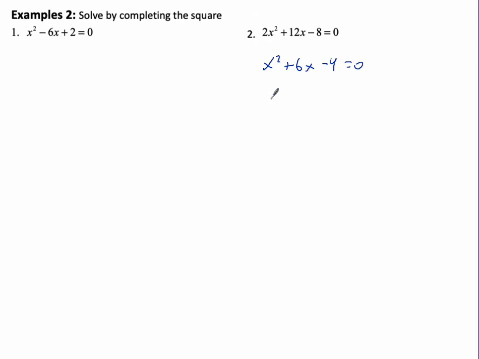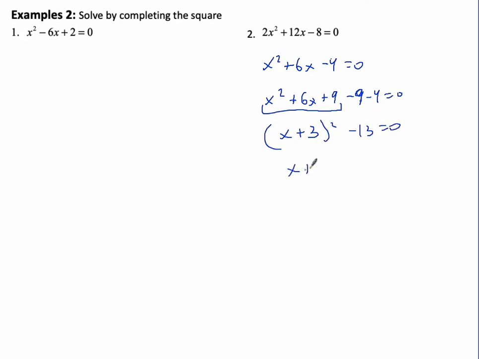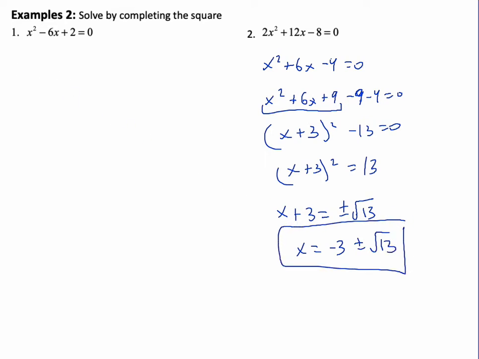Then we can, half of 6 is 3. 3 squared is 9, so we'll add 9 and subtract 9. Okay, and then these first 3 terms here become x plus 3 squared. Then we get a minus 13 equals 0. x plus 3 squared equals 13. So x plus 3 equals positive or negative root 13. So x equals negative 3 plus or minus root 13. So those are our 2 solutions right there.